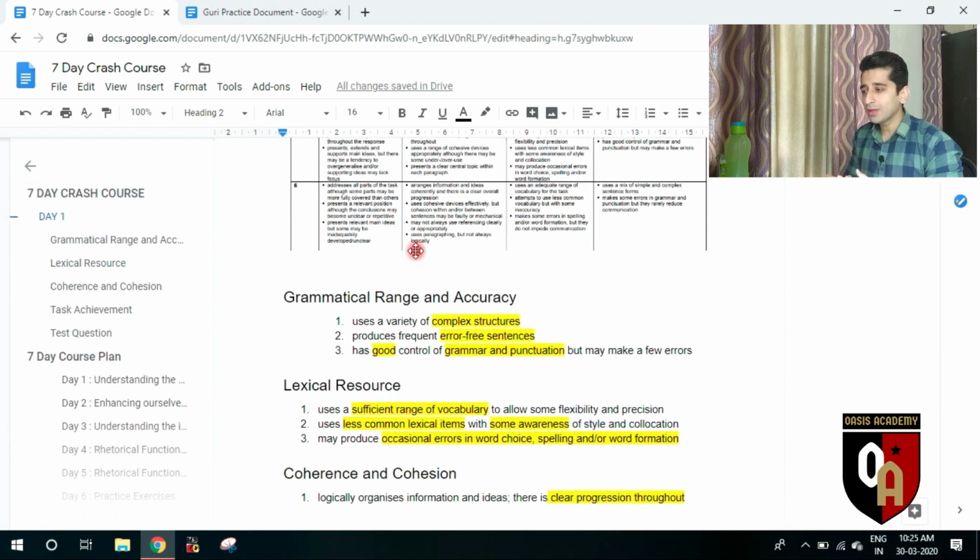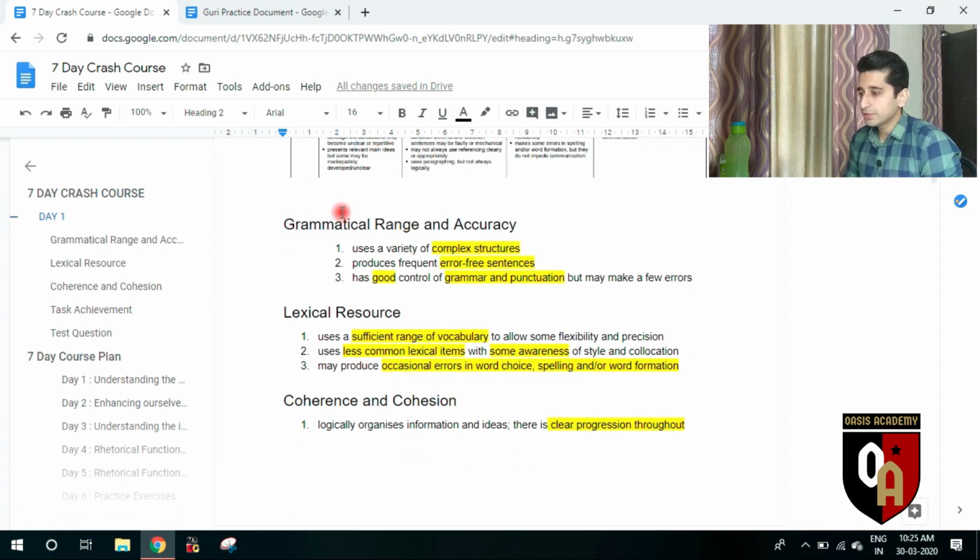Now let's go through once what the band descriptor is saying about these features. I have listed the pointers for band 7 because this is what we are aiming for, 7 or above. The description above band 7 is very similar. So let's go through that. If we read the section on grammatical range and accuracy, there are 3 pointers to focus upon, and those 3 are a variety of complex structures, error-free sentences, and good control of grammar and punctuation, but may make a few errors.